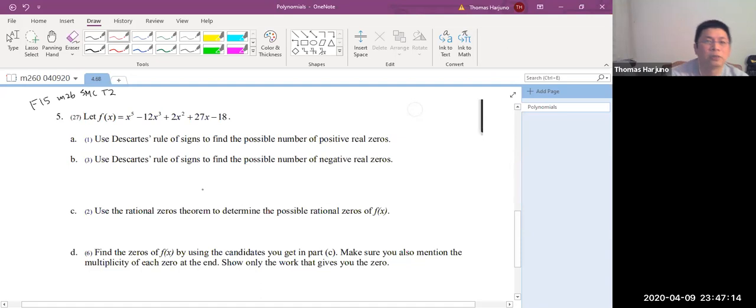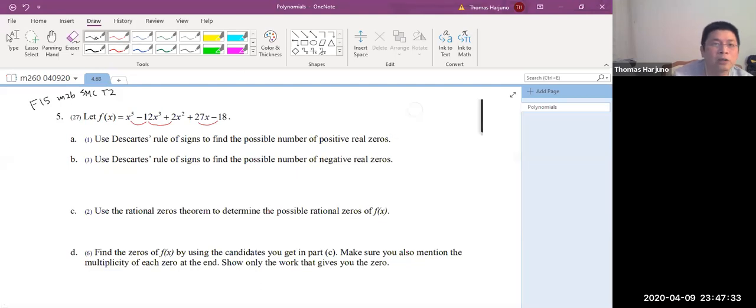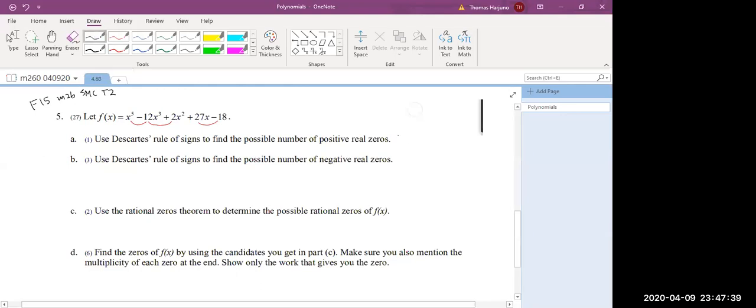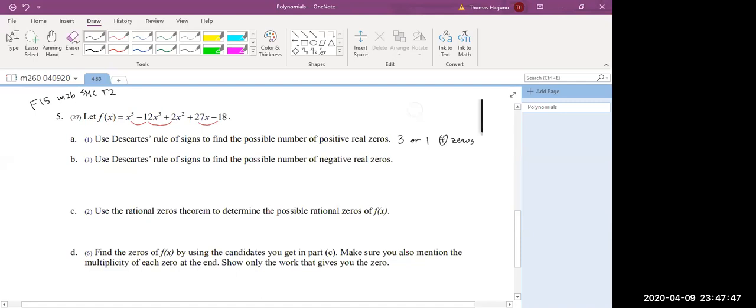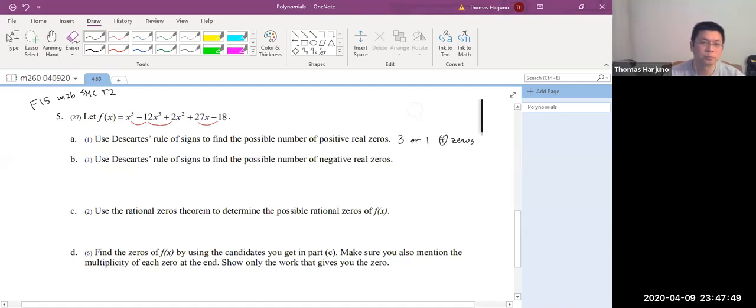Positive real zeros. So using that polynomial, see how many times the sign changes. 1 time, 2 times, 3 times. Right? So how many positive zeros is the polynomial supposed to have? 3 or 1. 3 or 1 positive zero. Okay. Now this polynomial has 5 zeros, right?